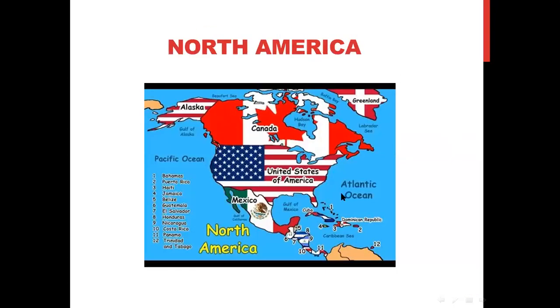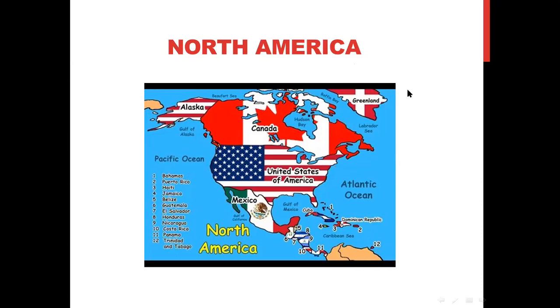North America is on the north of the earth. And in North America, we have the strongest country around the world, which is America. And then we have Canada, and we have Greenland, Alaska, and Mexico, and Panama also. All of these countries exist where? In North America. Then after it, we have South America.